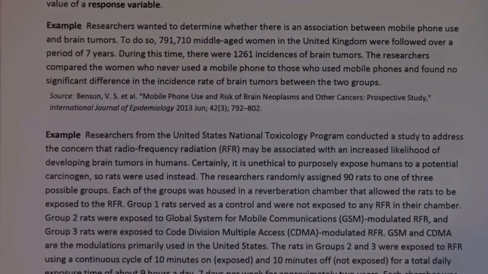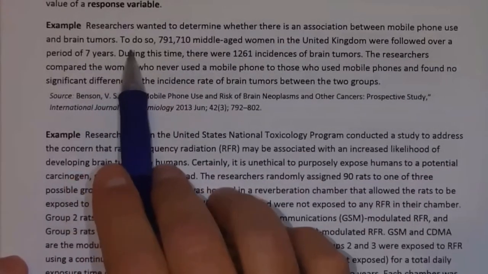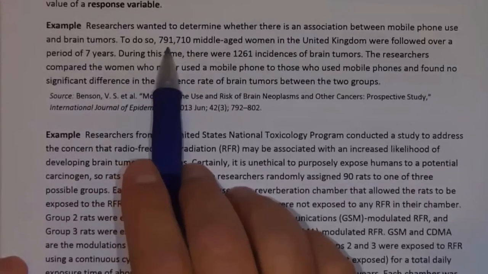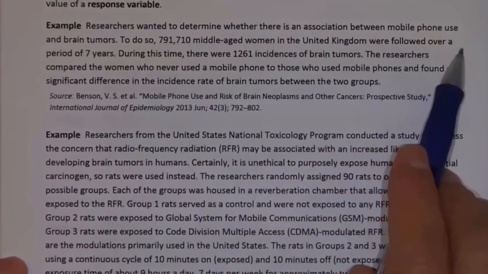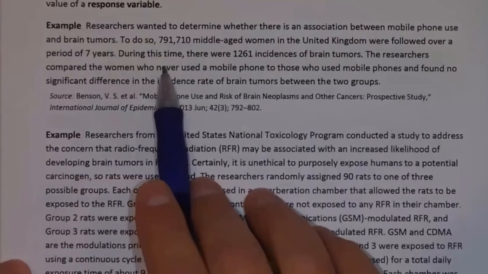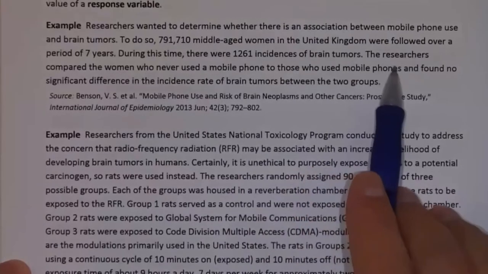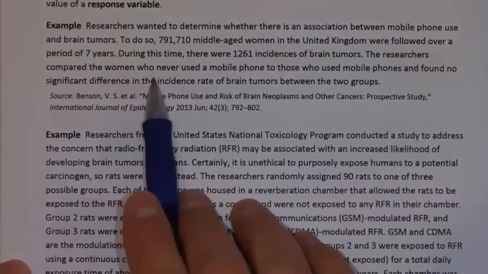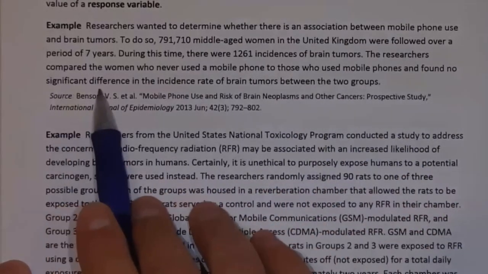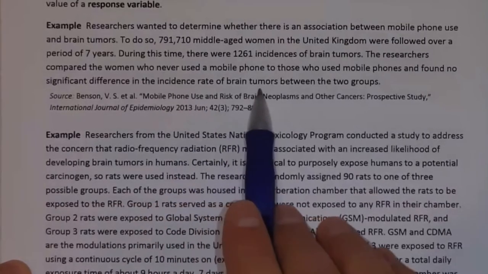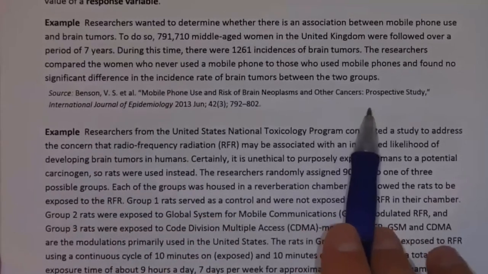Researchers wanted to determine whether there is an association between mobile phone use and brain tumors. To do so, 791,710 middle-aged women in the United Kingdom were followed over a period of 7 years. During this time, there were 1,261 incidences of brain tumors. The researchers compared the women who never used a mobile phone to those who used mobile phones and found no significant difference in the incidence rates of brain tumors between the two groups. And we have the source for that here.